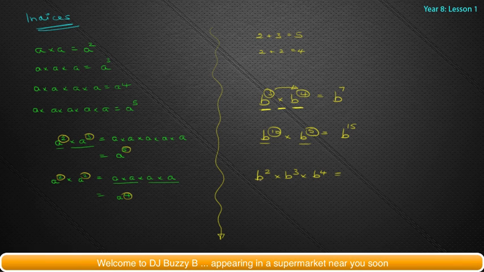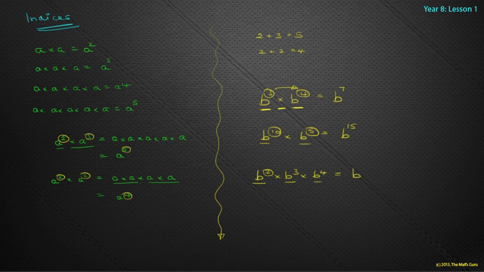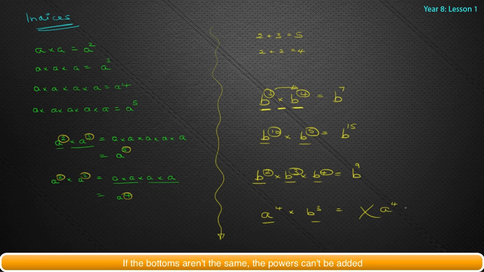But we now know that if all of these letters here are the same, then I can just add the powers, so long as they are multiplied. So 4, 5, 6, 7, 8, 9, there we go. So if I've got a to the 4 times b to the 3, can I do this? Are these bottom bits the same? No, so it can't be done. It would just stay as a to the 4 times b to the 3.